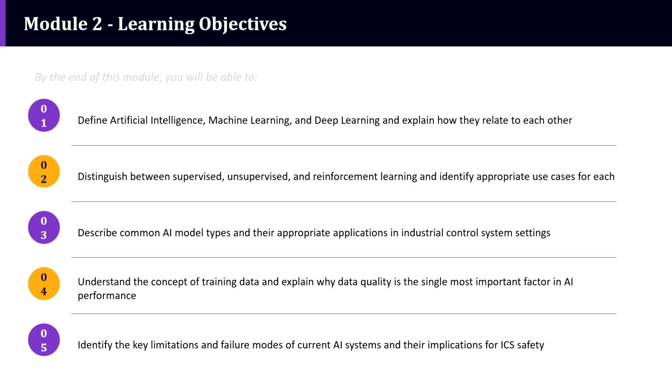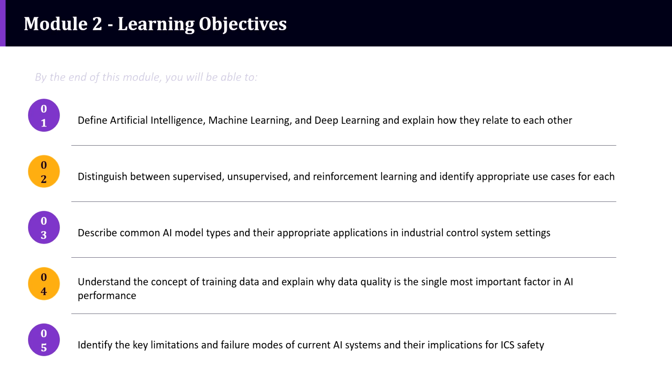Here are the 5 things we're going to accomplish together in this module. Let me walk through them briefly so you know what to expect. Objective 1. We're going to untangle the terminology. Artificial intelligence, machine learning, deep learning. These terms are used interchangeably in marketing materials, but they have distinct meanings that matter when you're evaluating technology. Objective 2. We're going to cover the 3 main families of machine learning: supervised, unsupervised, and reinforcement learning. Each has a fundamentally different relationship with data and a different type of problem it's best suited to solve.